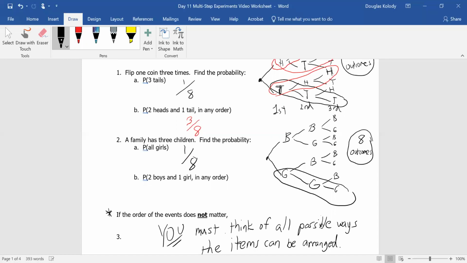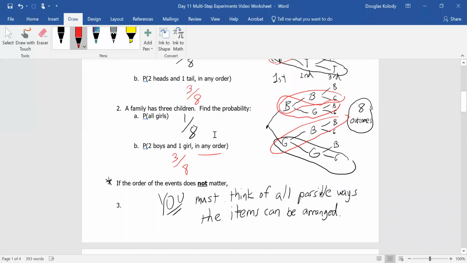2 boys and 1 girl in any order. So once again, I'm going to look for 2 B's and a G. There's 2 B's and a G. Here are 2 B's and a G. And last but not least, here are 2 B's and a G. So that's 3 branches out of 8. The bottom line from this first page is that if you have a tree diagram, you don't have to do math. Pretty nice. And also, if order doesn't matter, it's up to you to think of all the possible ways to arrange the items in question.